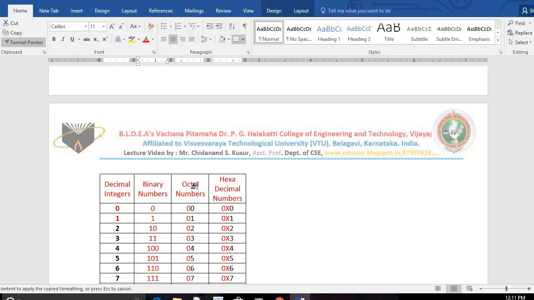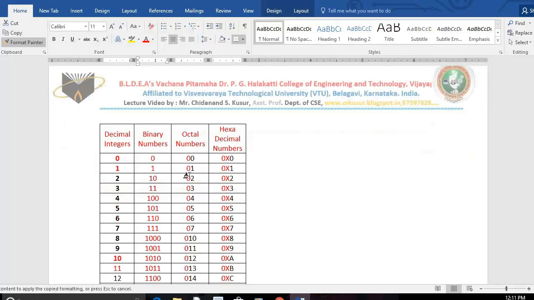Octal numbers means we use 0 to 7 numbers: 0, 1, 2, 3, 4, 5, 6, 7. How many symbols do we use? We use 8 symbols, 0 to 7. After 7 again 0 will come, but both will become the same. That's why we store 1.